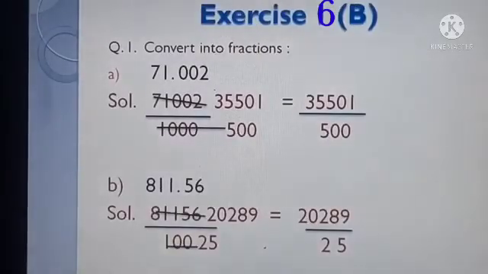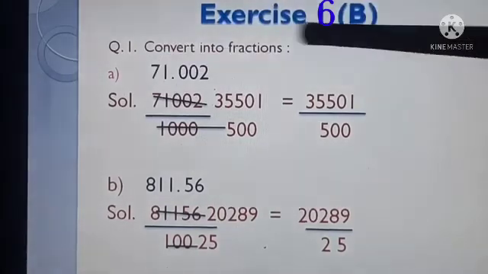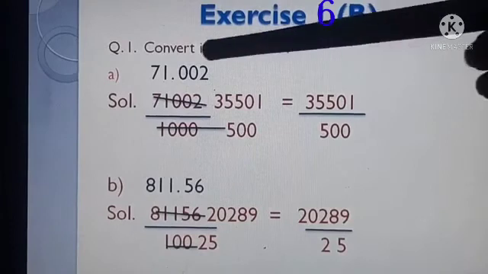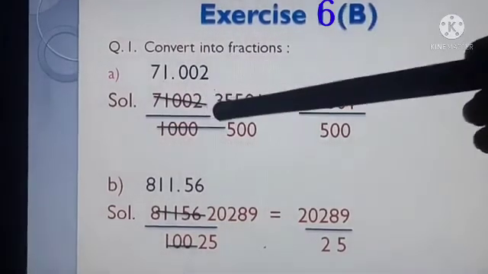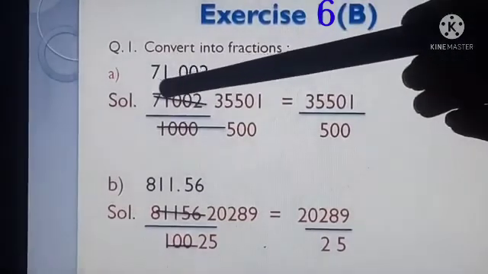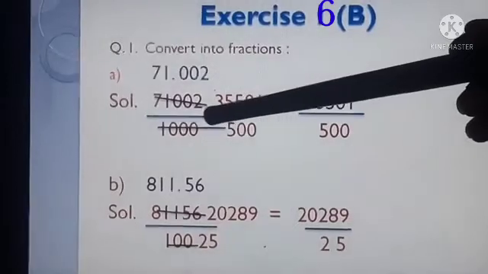Question number 1. Convert into fractions. A part: 71.002. To write this decimal as a fraction, first of all we will write down the number without the decimal, 71002, and then we will draw the bar.